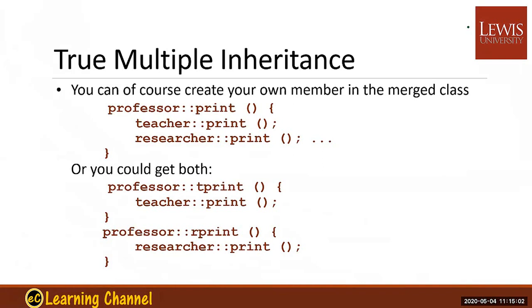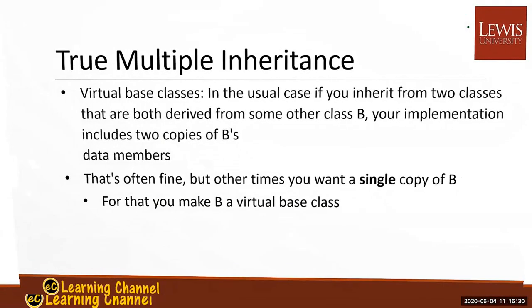So Professor has print, Teacher has print, and Researcher also has a print. So what can we do? We can re-implement the Professor's print and the Teacher's and Researcher's print so that we don't have a duplication of print. Is that okay? Yeah. But this involves changing the class.